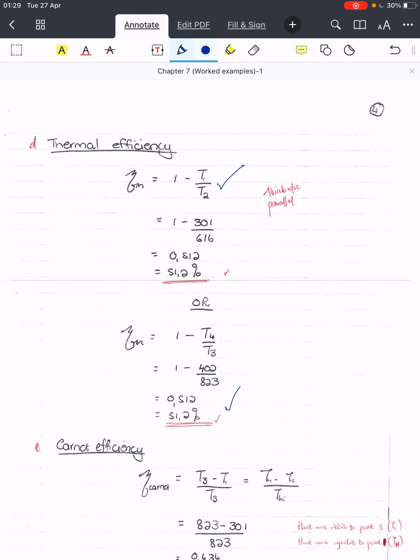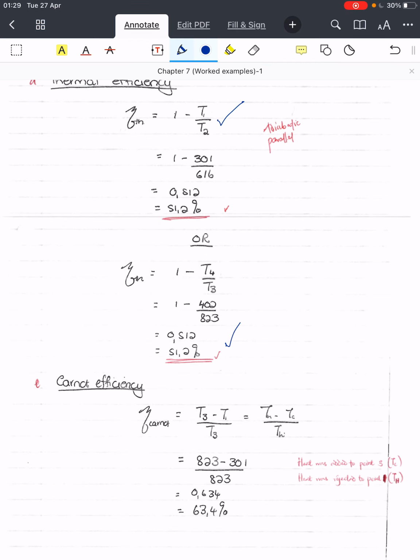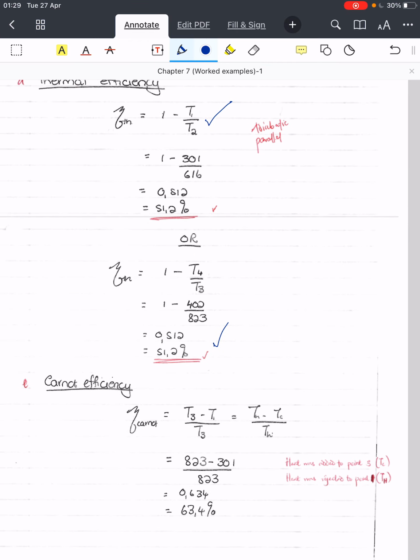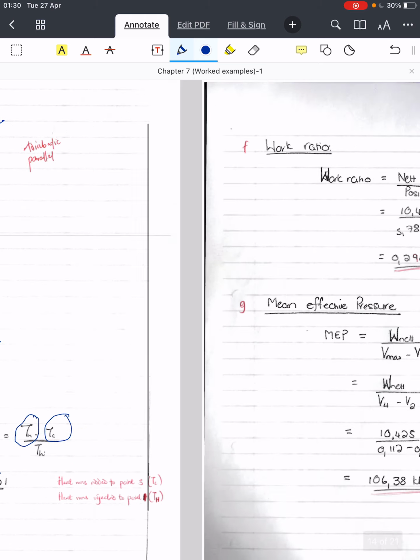And the third question we've been asked is the Carnot efficiency. For the Carnot efficiency, remember, we use the heat reservoir and the cold reservoir, which will be the highest temperature and the lowest temperature. If you plug those in, you get your Carnot efficiency. So that's how we got that Carnot efficiency.